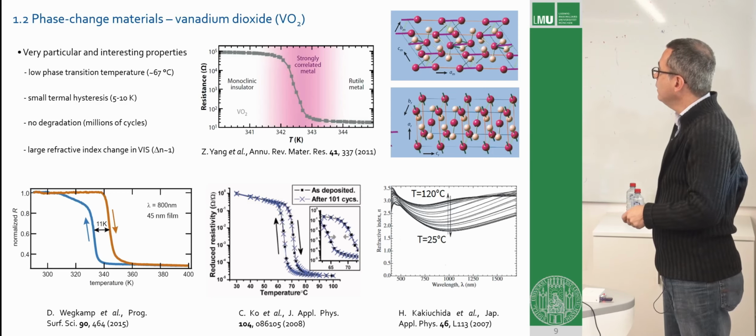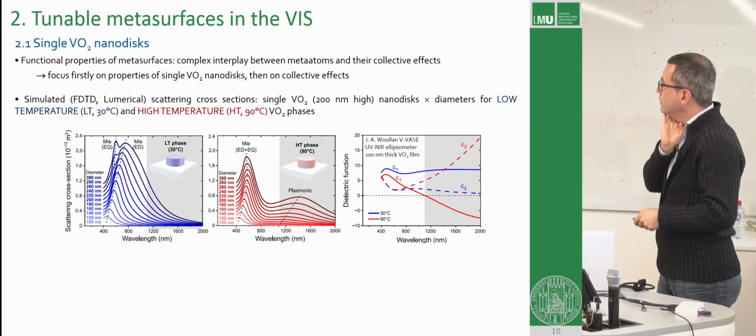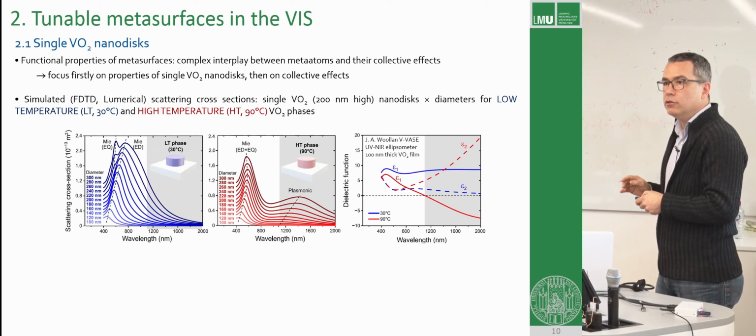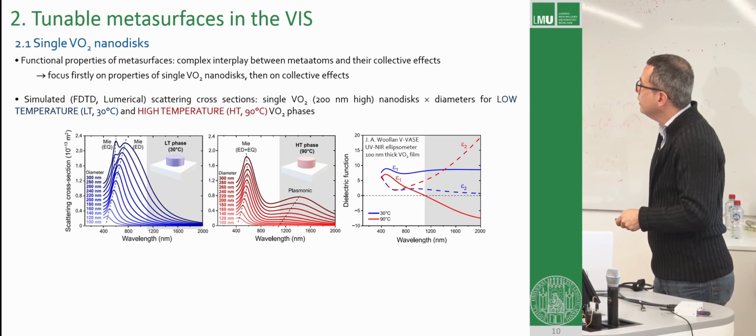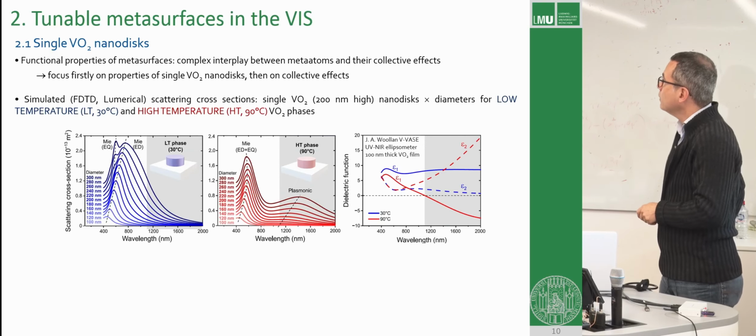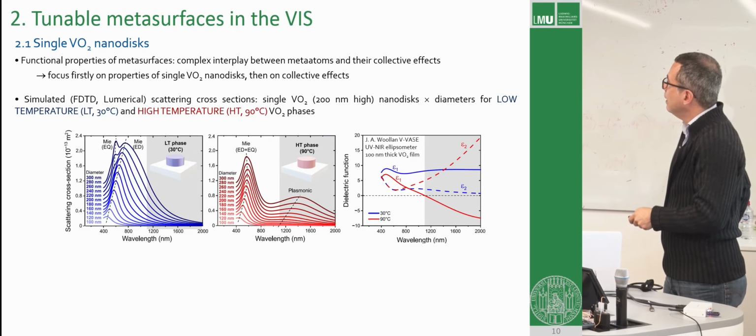Okay, so here I show you, in the left and middle panels, the simulated extinction or scattering spectrum of single vanadium dioxide disks, and these are realistic dimensions, close to what we were going to implement experimentally. So they are 200 nanometers high, and they are disks with diameters varying from 100 nanometers to 300 nanometers. What can we see here in the left panel?